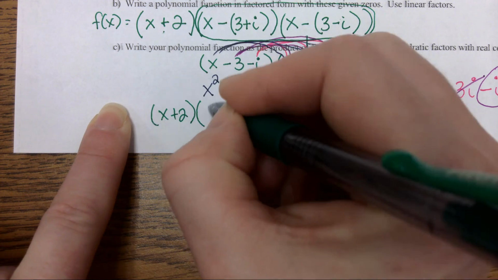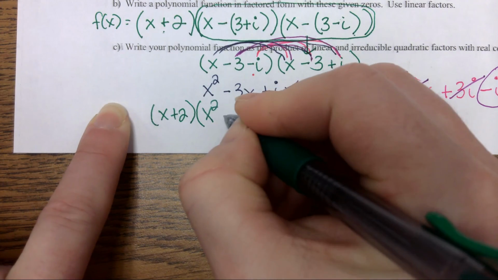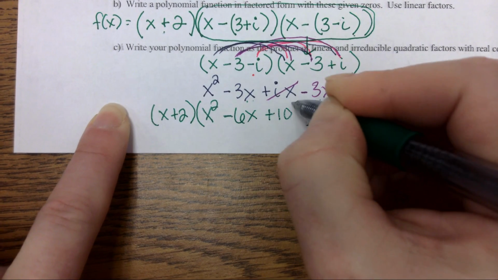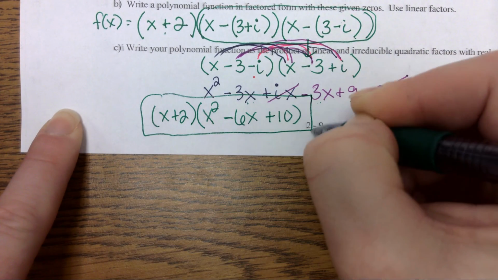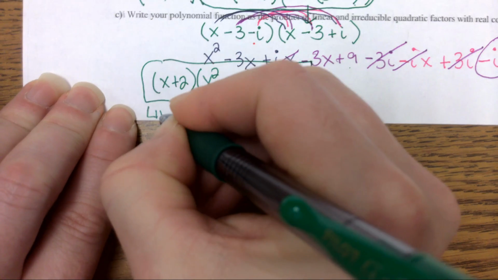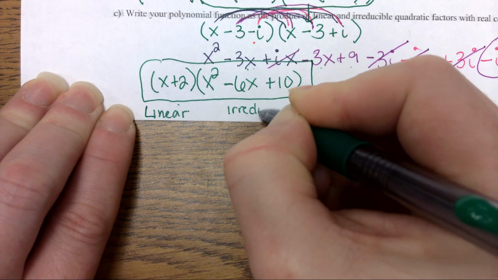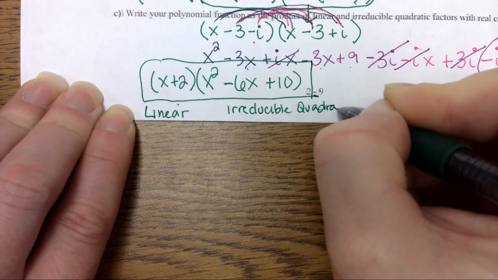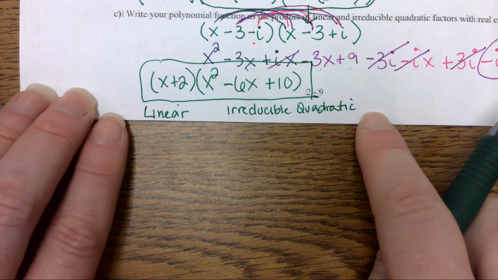We have x squared minus 6x, and plus 9 plus 1 is plus 10. So this is my linear right here, and this is my irreducible quadratic right there. It just means that if you tried to solve it, you would get imaginary answers, and we already know what they are. We just went forwards.